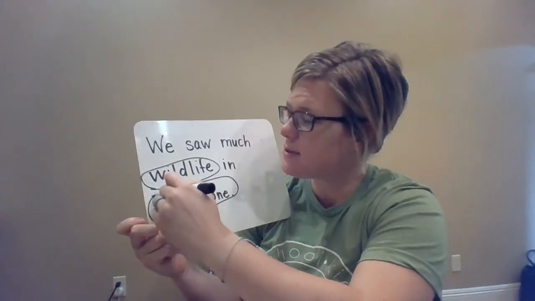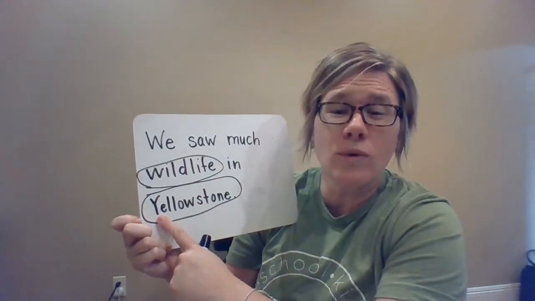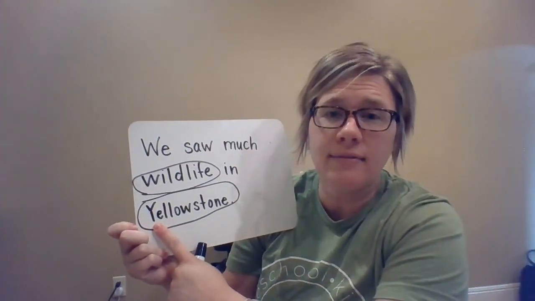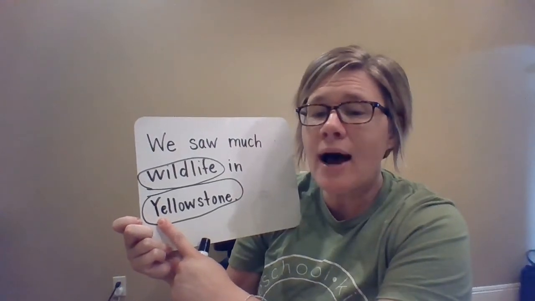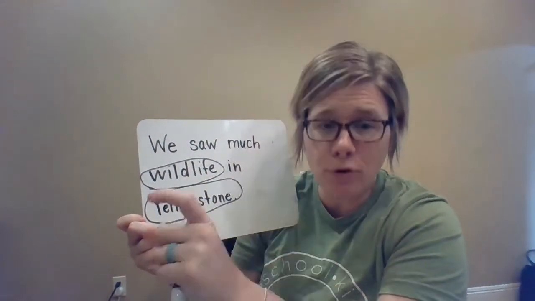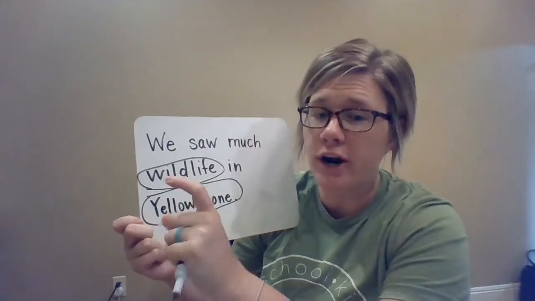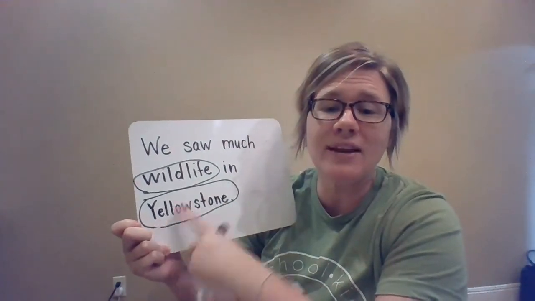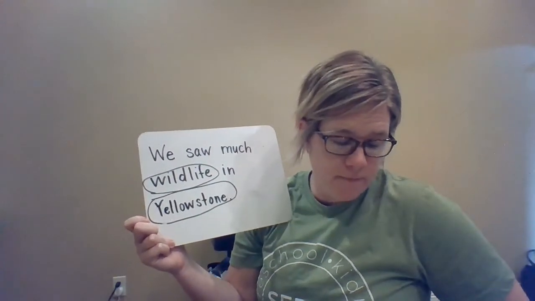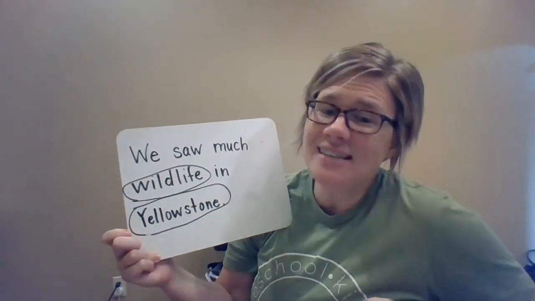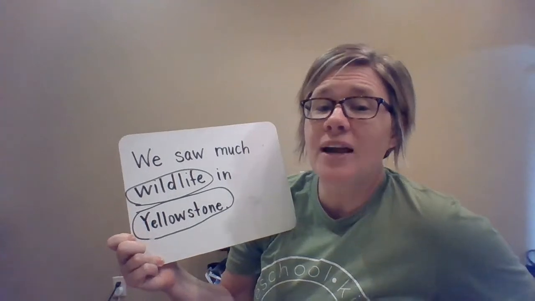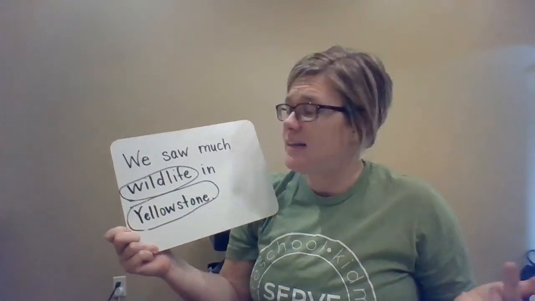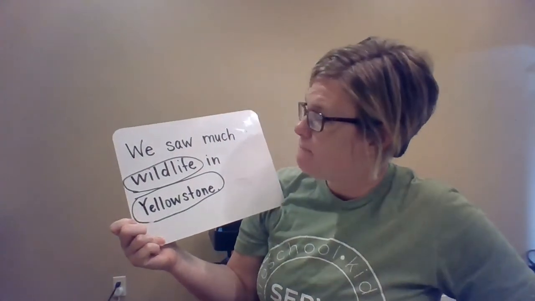Now notice, when we wrote Yellowstone, we gave it a capital Y. We gave it a capital Y because it's naming a proper noun. It's a specific park. It's not just any park, it's Yellowstone. So we're going to give it a capital letter there. All right, this is what kind of sentence, do you know? A declarative sentence. It's just a telling sentence. It just gives a statement, okay?